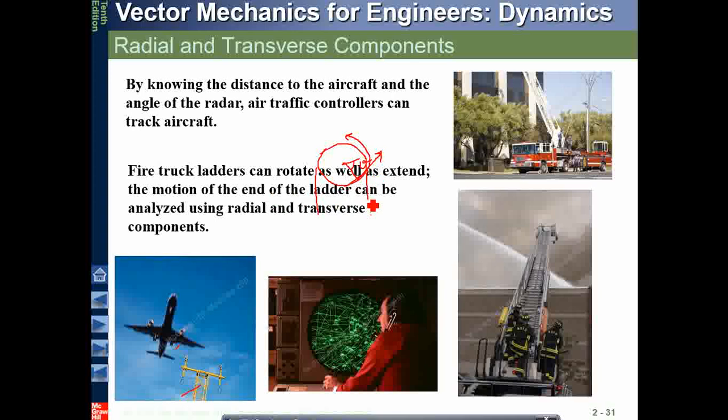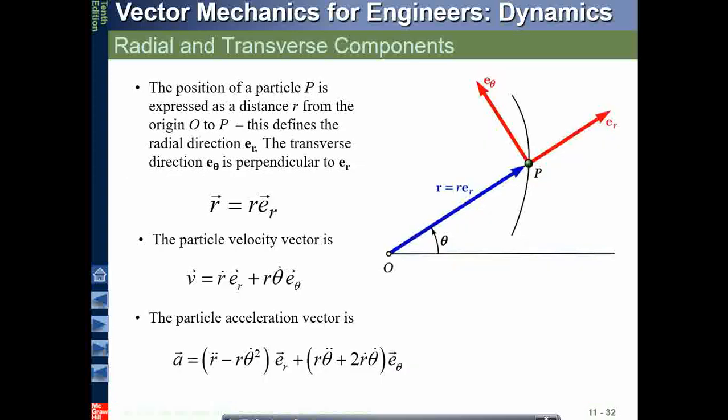The motion of the end of a ladder can be analyzed using radial and transverse components. So this is the radial component, this is the transverse component. We'll look towards it. And in this case, again, this is a part of curvilinear motion, not rectilinear motion.